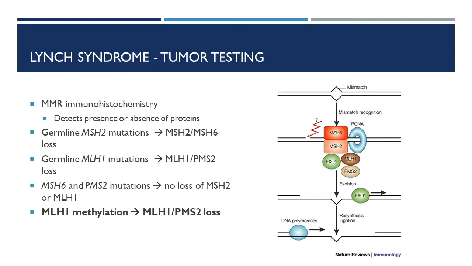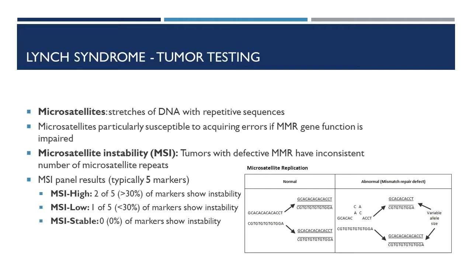MSI analysis is another Lynch syndrome tumor screening tool. This PCR-based technology analyzes stretches of repetitive DNA sequences, known as microsatellites, which are susceptible to replication errors if mismatch repair function is impaired. Five markers are typically analyzed for MSI with instability, with the result of MSI-H, or MSI-high, denoting over 30% instability and potential Lynch syndrome.